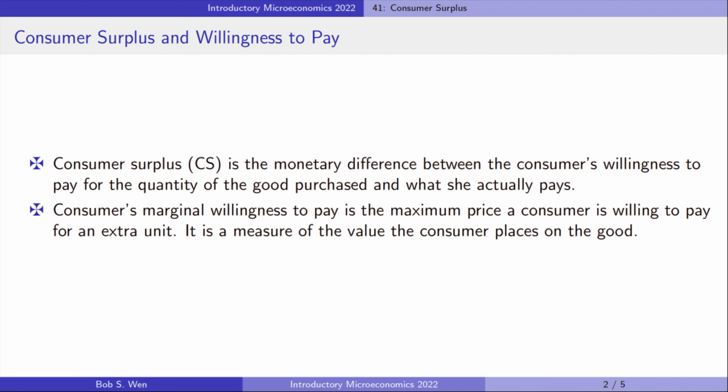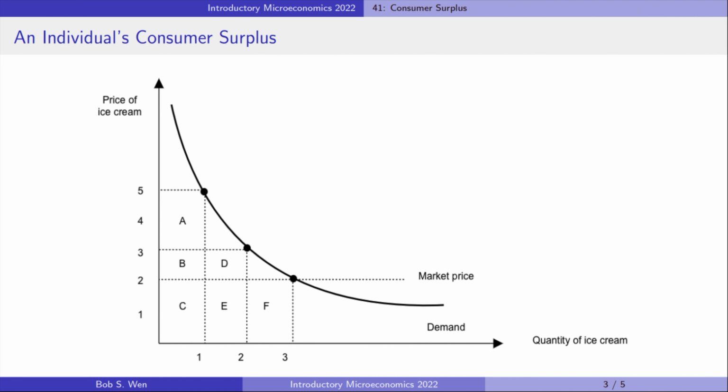We know that the demand curve summarizes the consumer's optimal consumption choice of the good for each given price. It reflects a consumer's marginal willingness to pay, the maximum price a consumer is willing to pay for an extra unit. It is a measure of the value the consumer places on the good. Let's consider an individual's consumer surplus first.